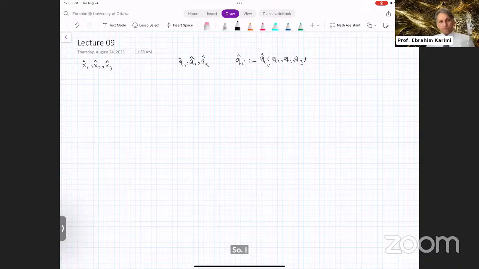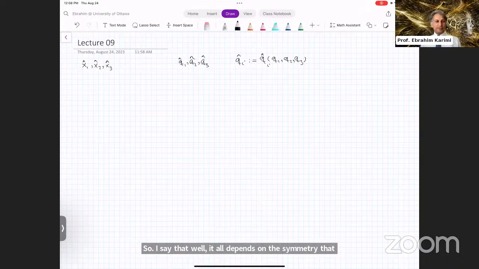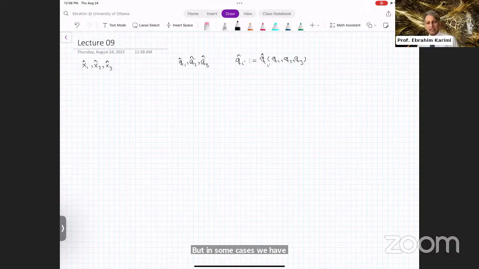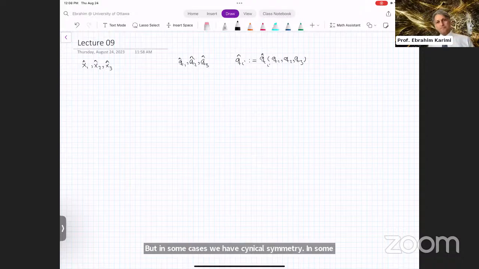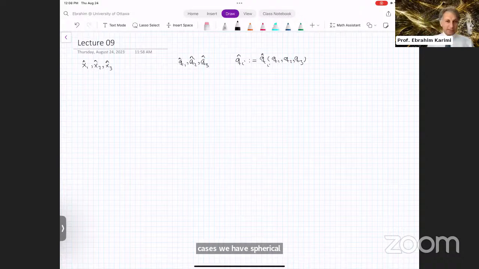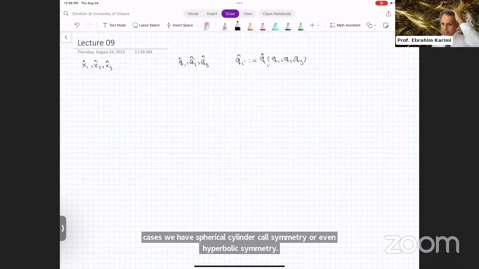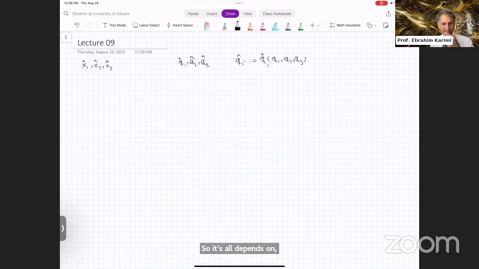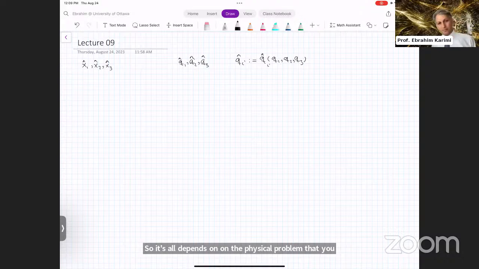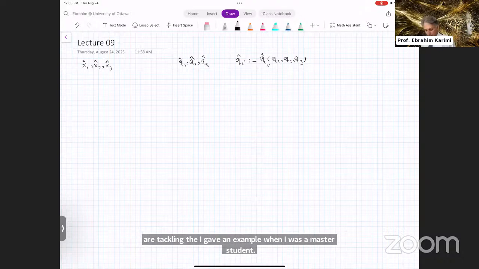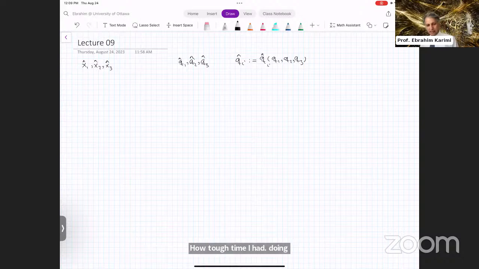So I say that, well, it all depends on the symmetry that you have. Not always do we have Cartesian symmetry, but in some cases we have cylindrical symmetry, in some cases spherical symmetry, or elliptical cylindrical symmetry, or even hyperbolic symmetry. So it all depends on the physical problem that you are tackling. And I gave an example of when I was a master student, what a tough time I had calculating the magnetic field for two solenoids.